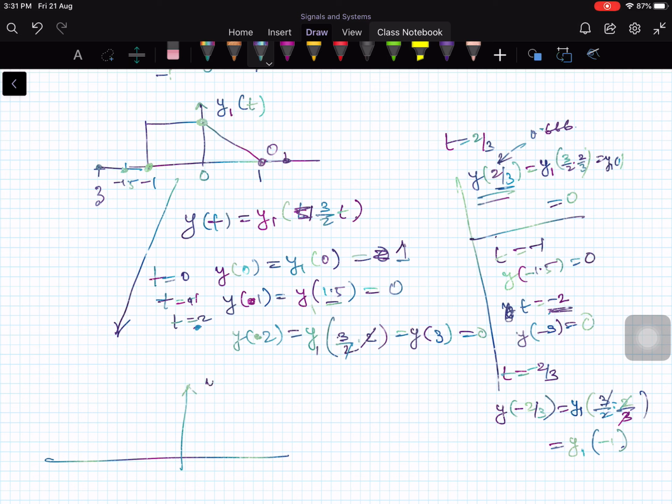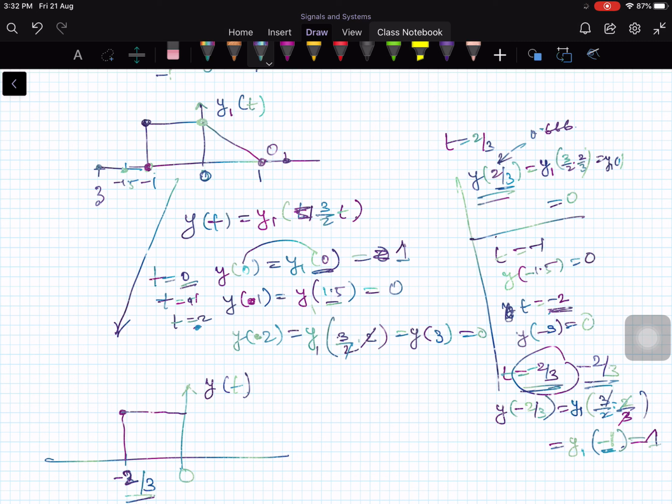this is my y of t. When t equals minus 2 by 3 here, let us say this point is minus 2 by 3. Whatever the value you have at minus 1, see here minus 1 is here, it becomes 1. So, whatever the value you have at minus 1, that comes correspondingly at minus 2 by 3. And whatever the value you have at 0, the same value occurs here also. So, when t equals 0, y1 of 0 is also 0.